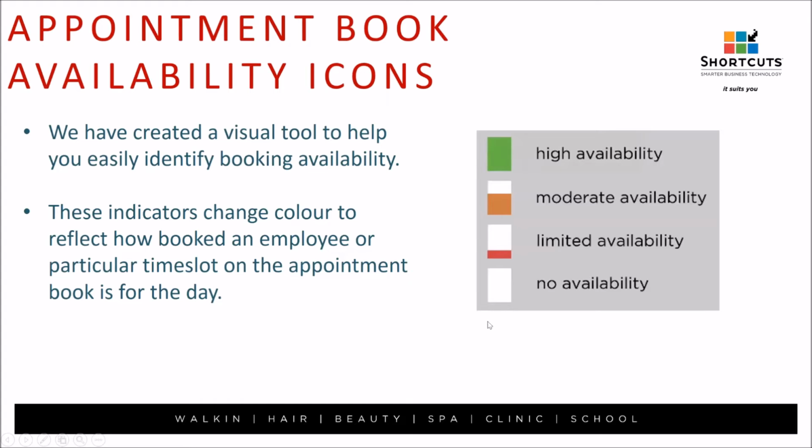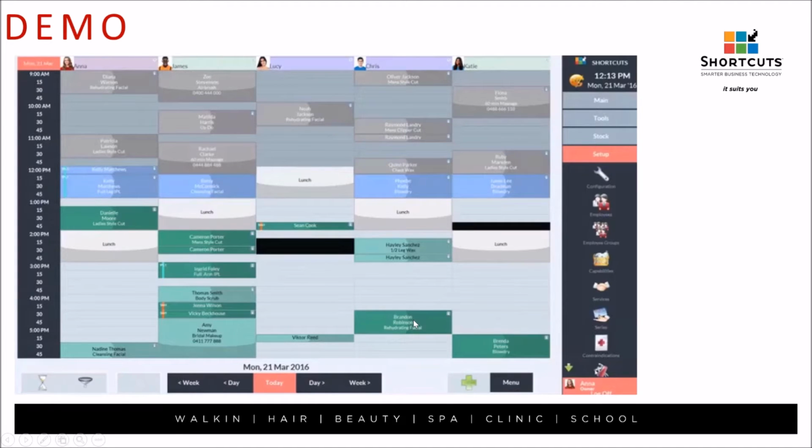So this is just our legend to the right. So if it's showing all green, the bar, it's high availability. Orange is moderate availability, a red bar is limited, and then a white bar or column is no availability left. Now I'm just going to explain and show you how you would actually configure and turn on the show availability icon and also show you display of this.